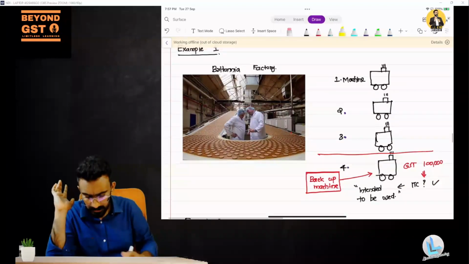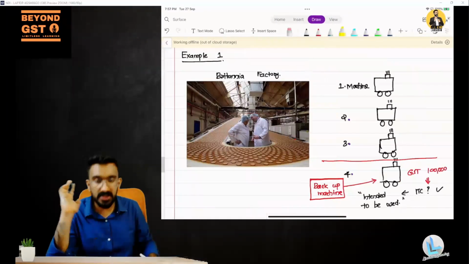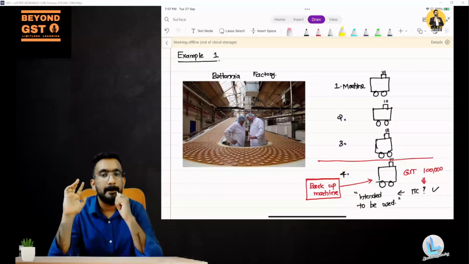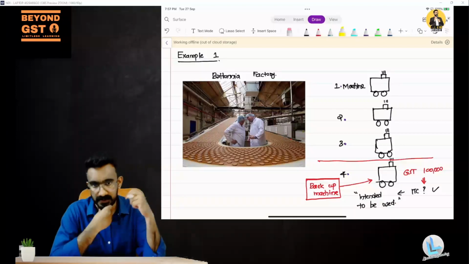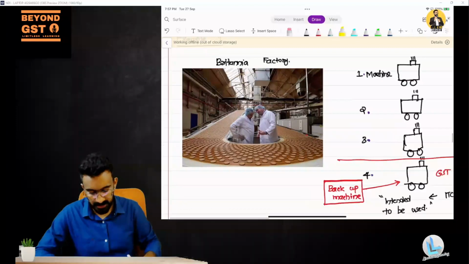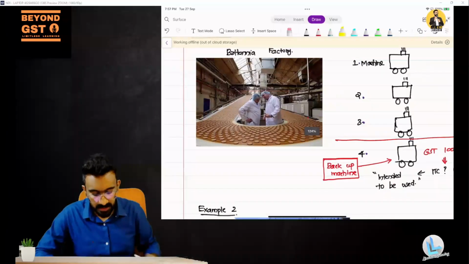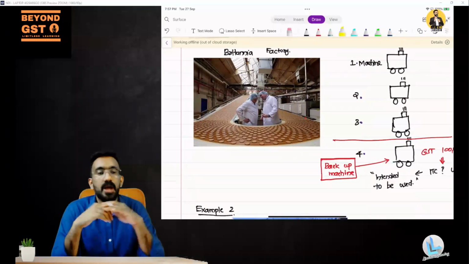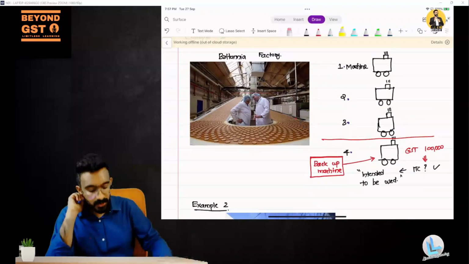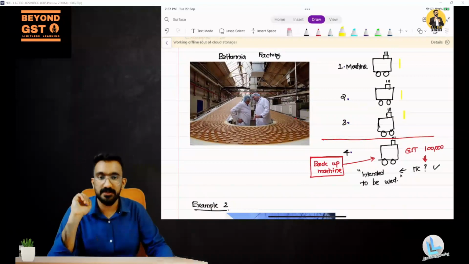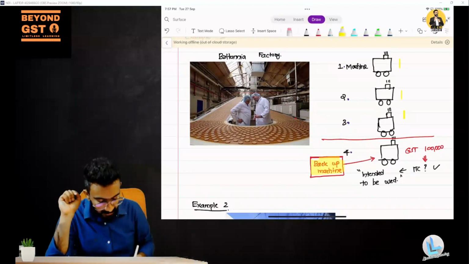Now, let's try to understand a few concepts clearly. The first question I have is this. Say Britannia company purchases machines to manufacture biscuits. So you can see big biscuit manufacturing machines. You're purchasing 4 machines. Out of that, 3 machines you are using in your business. The 4th machine is called a backup machine.